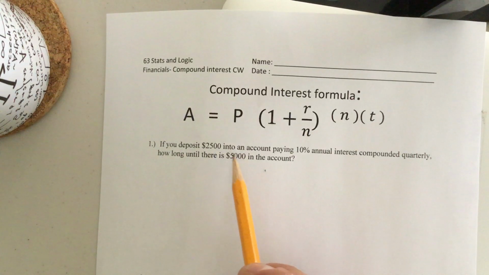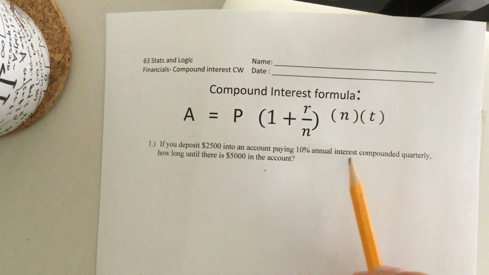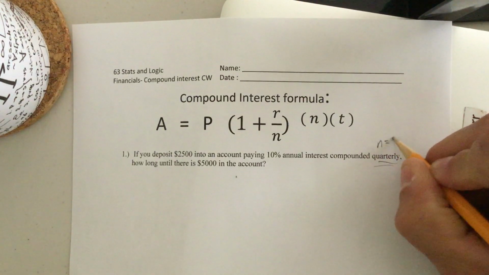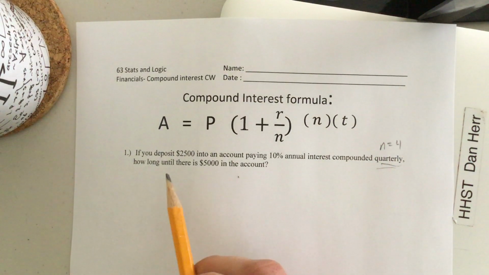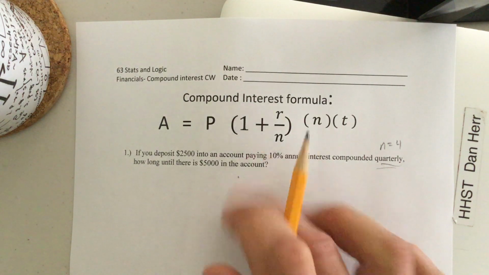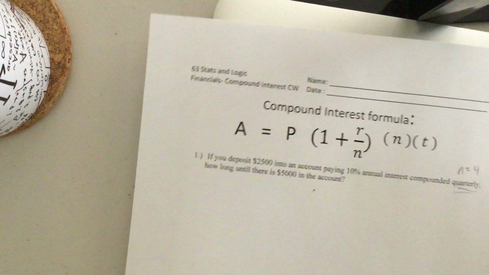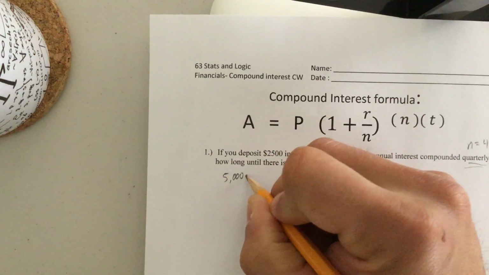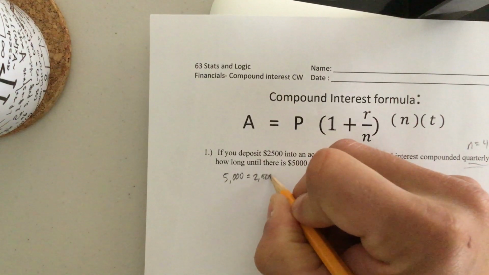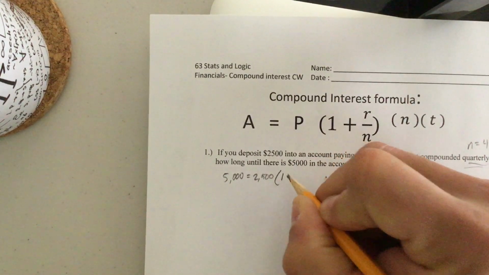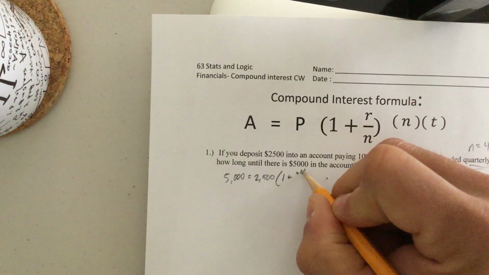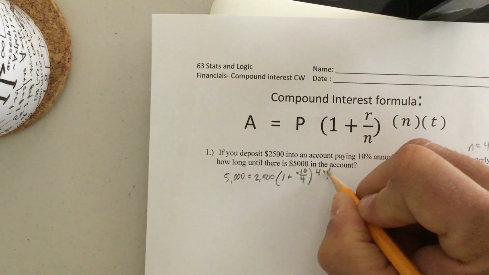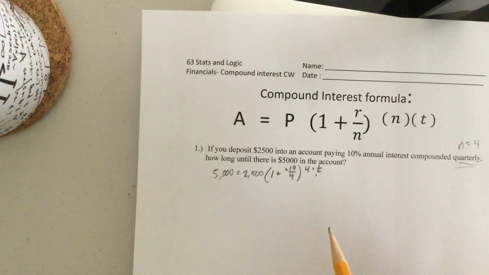What is going to change though is how we go about solving. If you deposit $2,500 into an account paying 10% annual interest compounded quarterly, that means N is going to be equal to 4 because it's quarterly. How long until there's $5,000 in the account? So we want to end up with $5,000. Our principal was $2,500. And then our formula looks like 1 plus 0.10 divided by 4, to the 4 times t power. You certainly could make that x, that's fine.